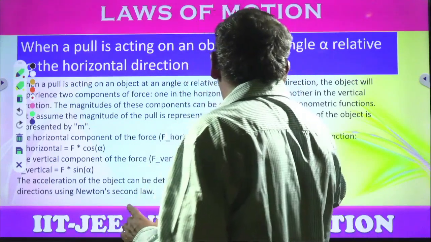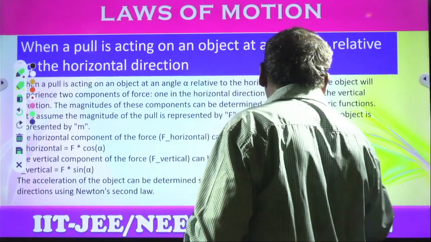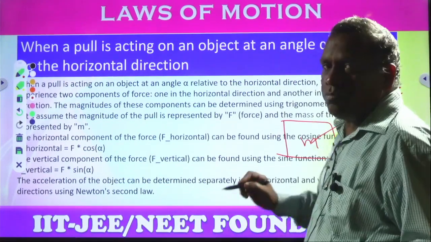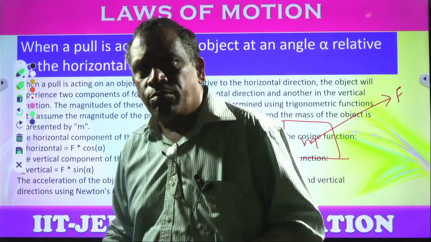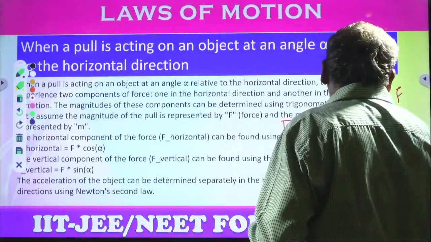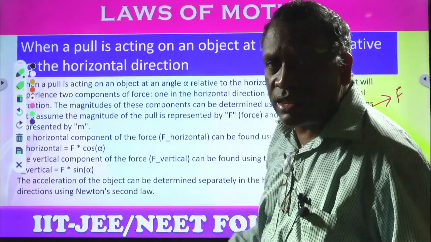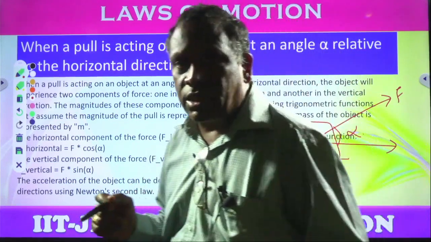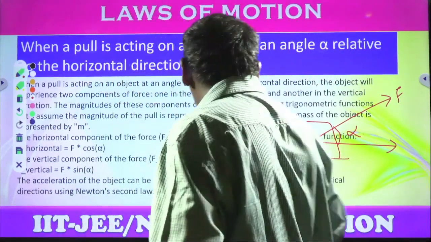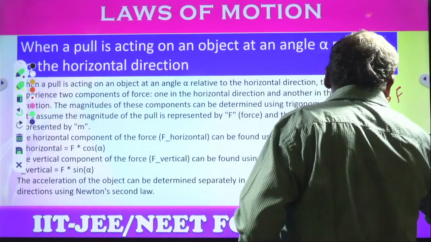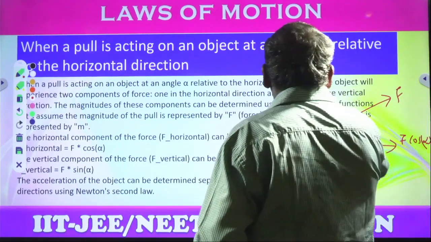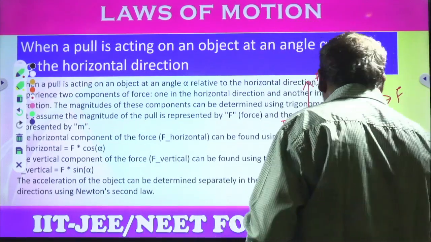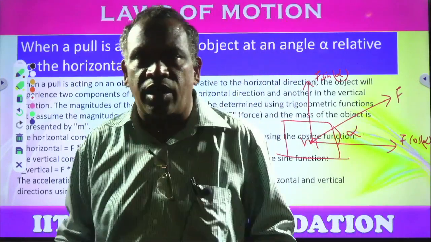Let us take this is the block, and you are pulling the object with a force F. The force is resolved into two components. Alpha is the angle of inclination at which we are pulling the object. So F cos alpha is the horizontal component and F sin alpha is the vertical component.